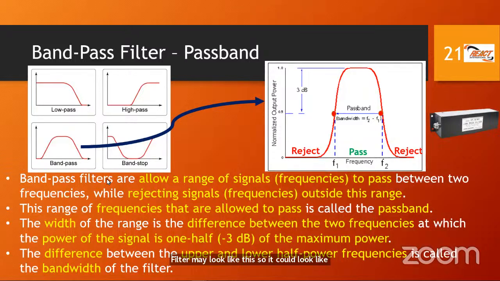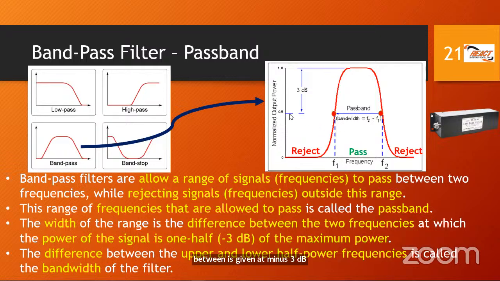So a bandpass filter allows a range of frequencies to pass, and it rejects the other frequencies outside of this range. And that's what this graph is saying here. Now, the width of the range, the difference between the two frequencies, frequency 1 and frequency 2, is called the pass band. So the width and difference between is given at minus 3 dB.